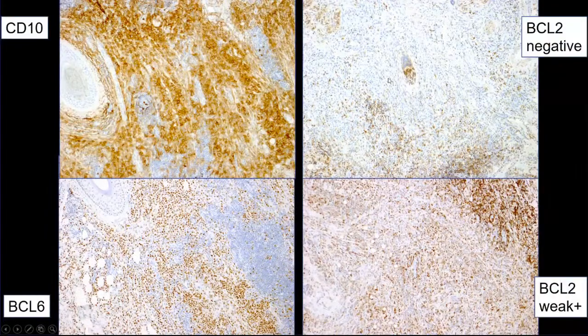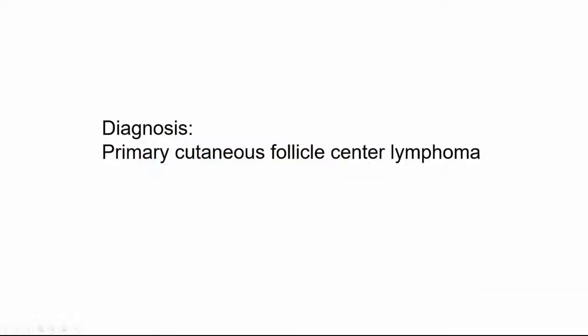And as we continue our immunophenotyping, we see that there are many CD10 positive cells in the infiltrate, many BCL6 positive cells in the infiltrate. So we do have a follicle-centered immunophenotype here. And then in some areas of the infiltrate, the atypical B cells are negative for BCL2. In other areas, they are weakly positive for BCL2. So our diagnosis in this case is primary cutaneous follicle-centered lymphoma.